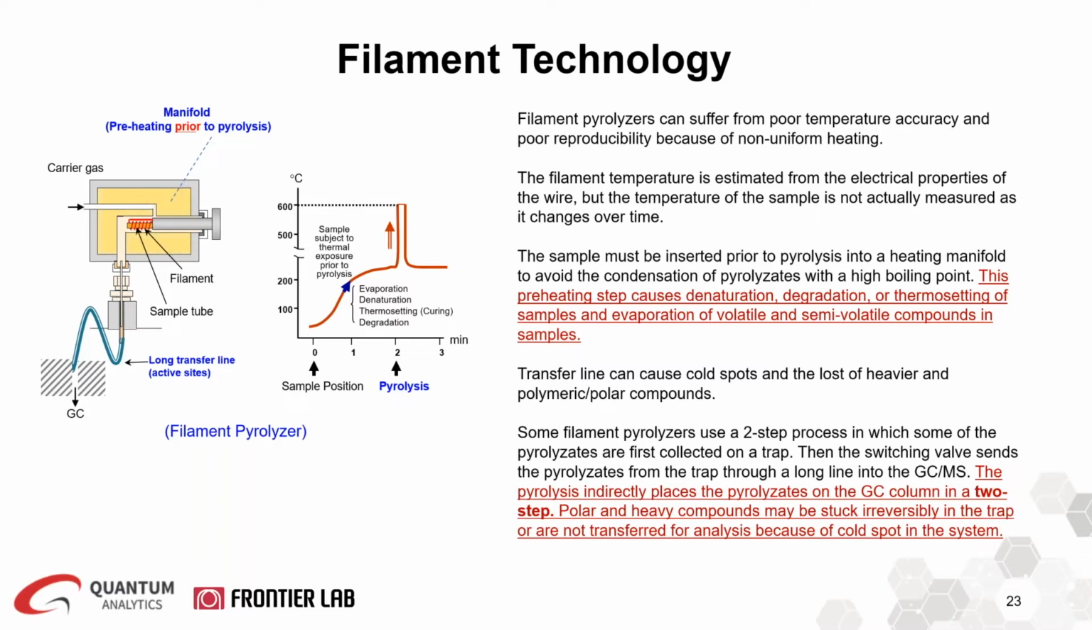Some filament pyrolyzers use a two-step process in which some of the pyrolysates are first collected on a trap. Then a switching valve sends the pyrolysates from the trap through the long transfer line into the GCMS. During this two-step process, polar and heavy compounds may be stuck irreversibly in the trap or are not transferred for analysis because of the cold spots in the system.